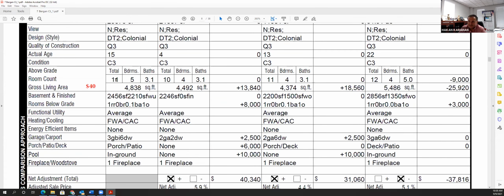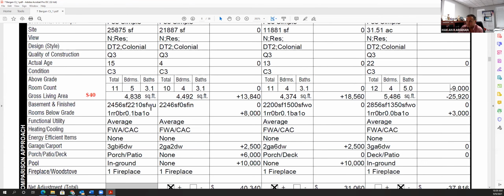So here's the home that has 11 rooms, 5 bedrooms, 3.5 bathrooms, and 4,838 square feet. And this home is 10 rooms, 4 bedrooms, 3.5 bathrooms. So even though it has 1 extra bedroom, he did not give a credit. He could have simply given that credit as well. But if you look all the way here, 12 rooms, 4 bedrooms, 5 full baths. He did give credit for having 1 extra room as well as 1.5 extra bathrooms.